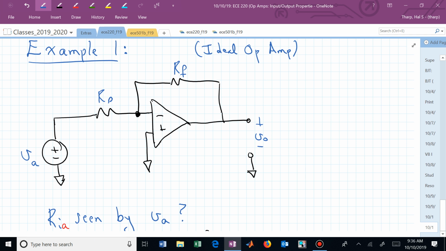Big component of that class, and any control class that you might take. I'm not sure where that commercial came from. Anyway, R sub I sub A, seen by V sub A.